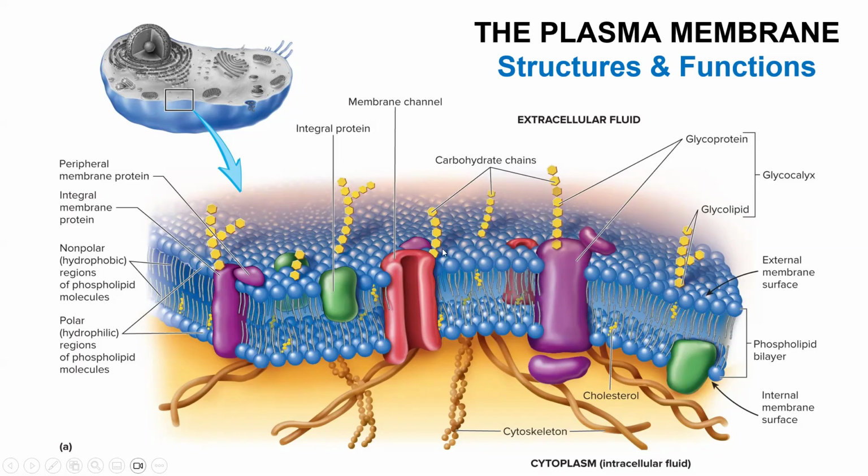These yellow chains are carbohydrates that have a few different functions, but mostly they're there for identification. So it's the way of the cell telling other cells around it, what type of cell am I? What do I have going on?